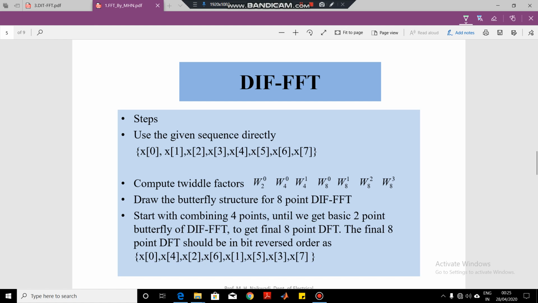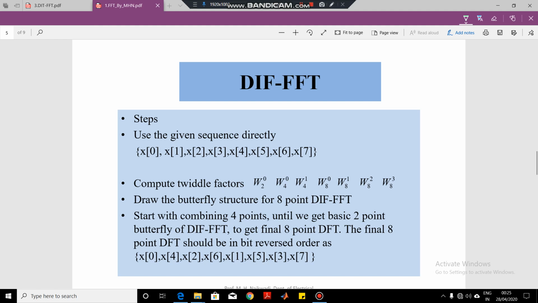In the previous lecture, we have seen about the DIT FFT algorithm, that was the decimation in time fast Fourier transform algorithm. We have seen what is the basic butterfly structure, what are the different steps involved for DIT FFT, what is the overall butterfly structure or signal flow graph for 8-point DFT. In this series, we are concerned about the 8-point DFT. So our signal flow graph will be consisting of 3 stages.